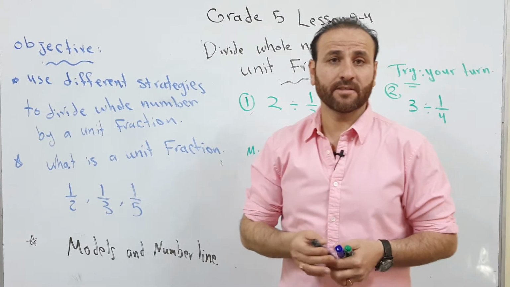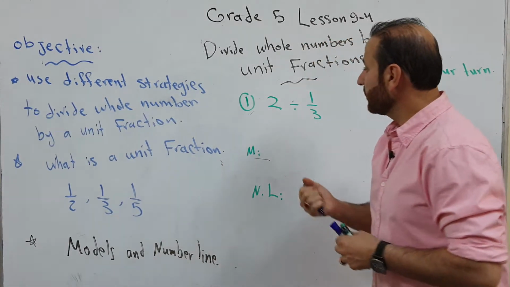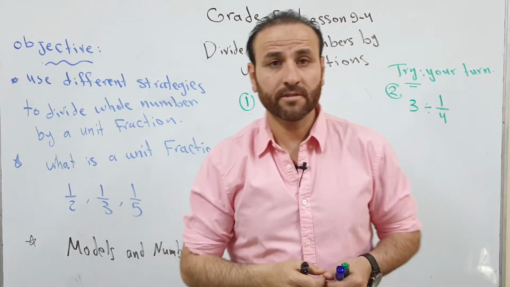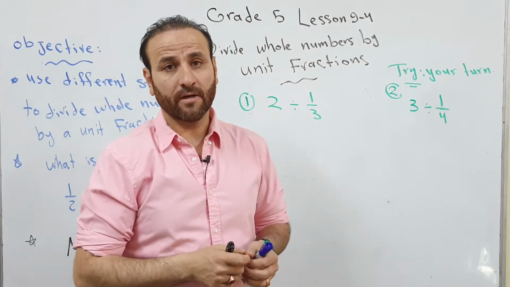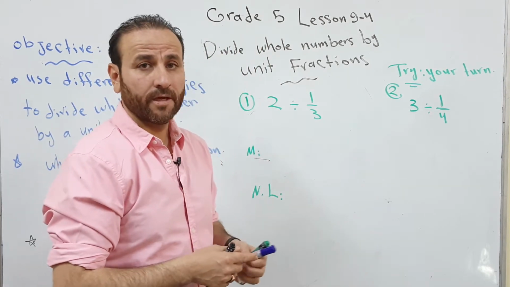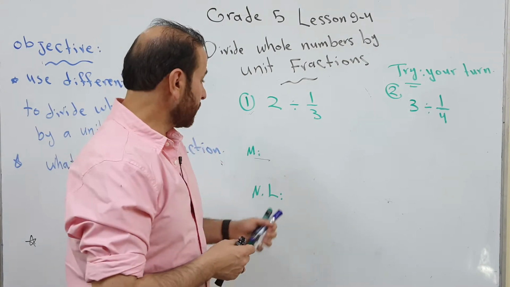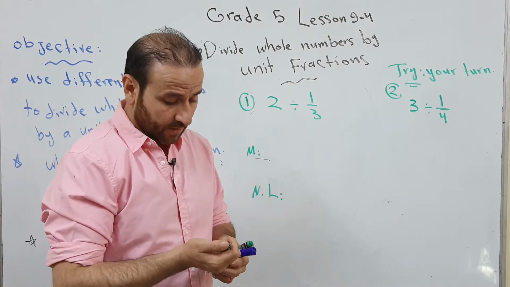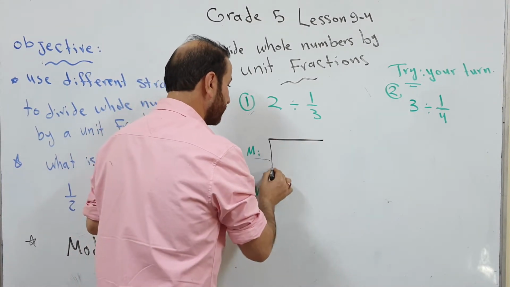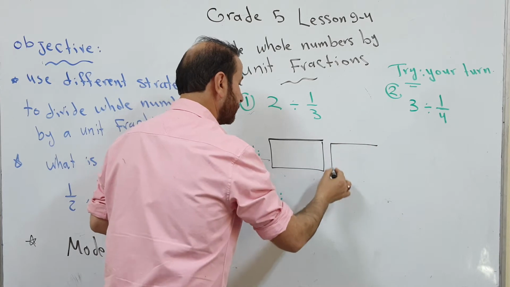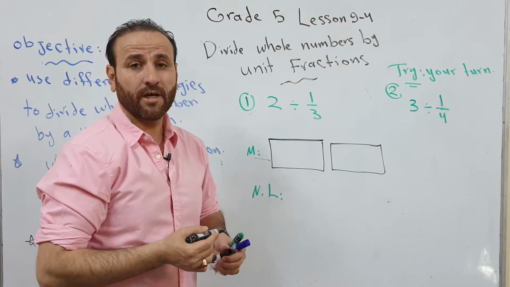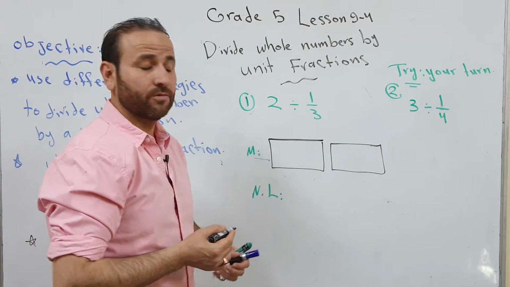Here we start with this example: 2 divided by 1 over 3. This question means, how many thirds are in 2 wholes? How many 1 over 3s are in 2 wholes? The first way, I'm going to use the models. I will draw 2 wholes, and ask myself how many thirds are in these 2 wholes.